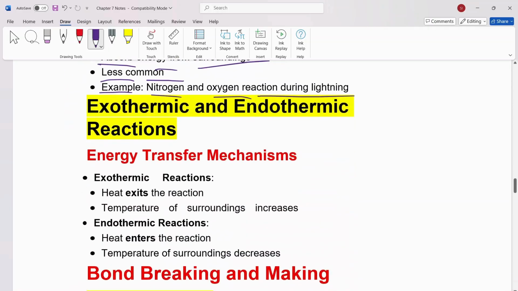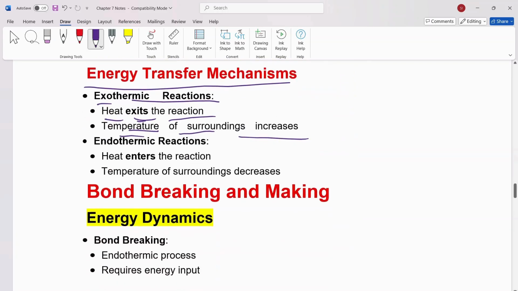All right. Now, exothermic and endothermic reaction mechanism. Energy transfer mechanism in these reactions. In exothermic reactions, heat exits the reaction. The temperature of the surroundings increases. Why? Because heat exits, due to which the surrounding temperature increases. In an endothermic reaction, heat enters the reaction and due to this the temperature of the surroundings decreases.